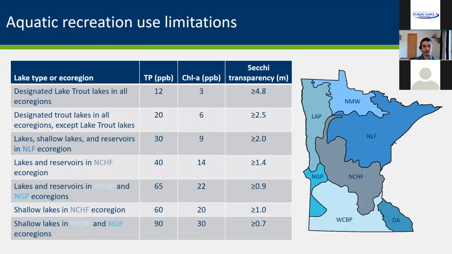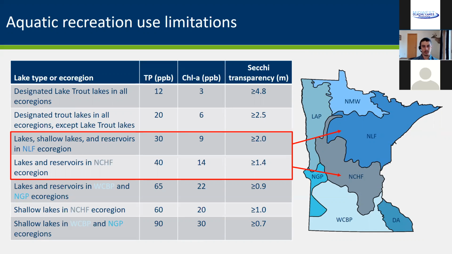Water quality standards intended to protect aquatic recreation use may also not fully protect oxythermal habitat requirements of cold water fishes, and in particular, Cisco and Lake Whitefish populations in lakes in either the Northern Lakes and Forests, or NLF, or the North Central Hardwood Forests, or NCHF, ecoregions. As the table illustrates, the total phosphorus standards in these ecoregions are 30 and 40 parts per billion respectively, and both are higher than the 25 parts per billion level at which hypolimnetic oxygen is often depleted in stratified lakes.